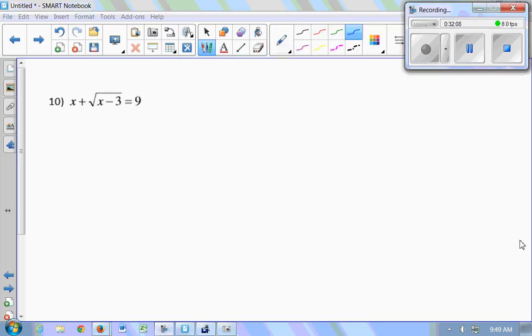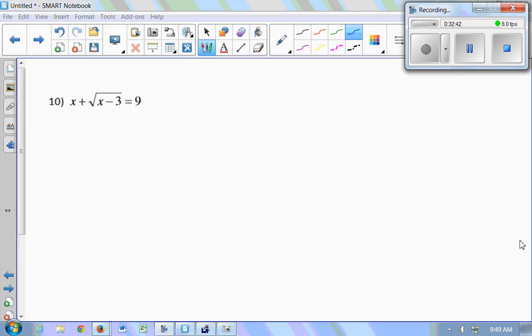Okay, so I have x plus the square root of x minus 3 equals 9. All right, so we got to remember do and undo, right? So what is being done to x and how do you undo it? Okay, so that big square root is being done to the x. How do you undo square rooting? Squaring. Yeah, you have to do the opposite thing to undo it. So I want to square to get rid of the square root.